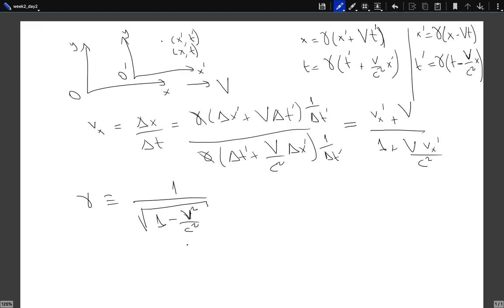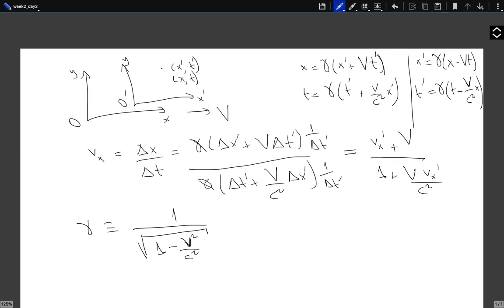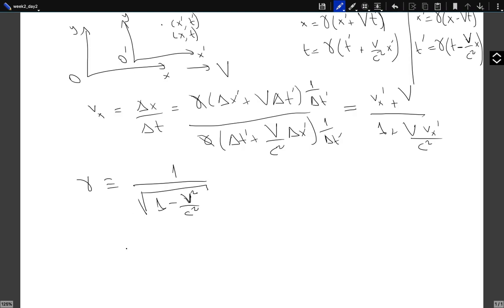Now, let's say that somebody has measured the length of an object in a different reference frame. So the endpoints differ by delta x prime when delta t prime is equal to 0. This is the length measurement in that reference frame.